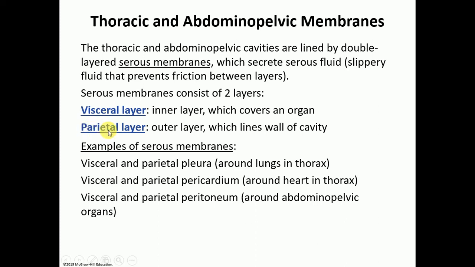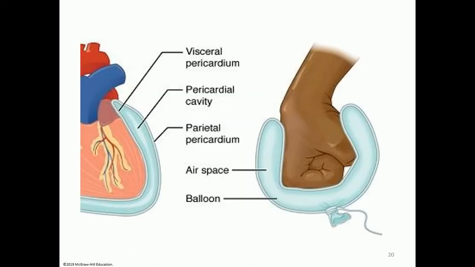I'm going to show you an image that I took from another course to better explain how these two layers go. If you imagine a balloon filled up with a little bit of air, and you put your fist in it, you are going to have two different layers with a space in between. This would be the visceral layer, the layer attached to the viscera, and viscera means organ. This is your inner layer, while the outer layer is known as the parietal layer.